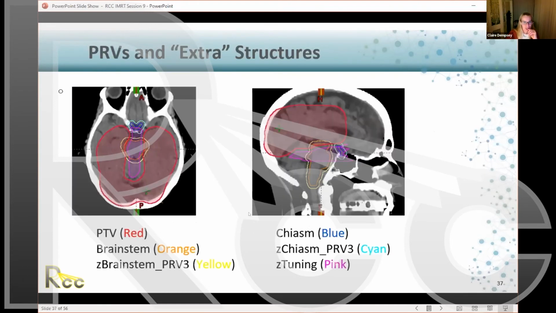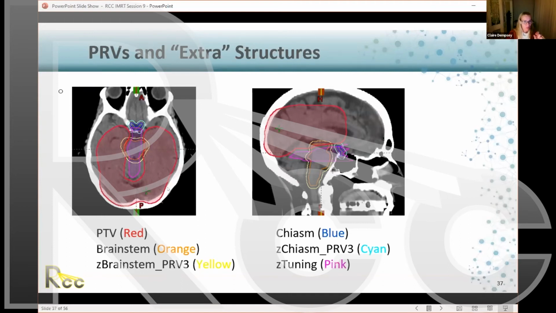So this is just an example of a dose tuning structure for, again, a brain case. We have a really big PTV here in red. We've got our brain stem in orange with the PRV 3 millimeter margin in yellow. Again, we've got our chiasm here in blue with a 3 millimeter margin PRV in cyan. And then in between, we've got this dose tuning structure.